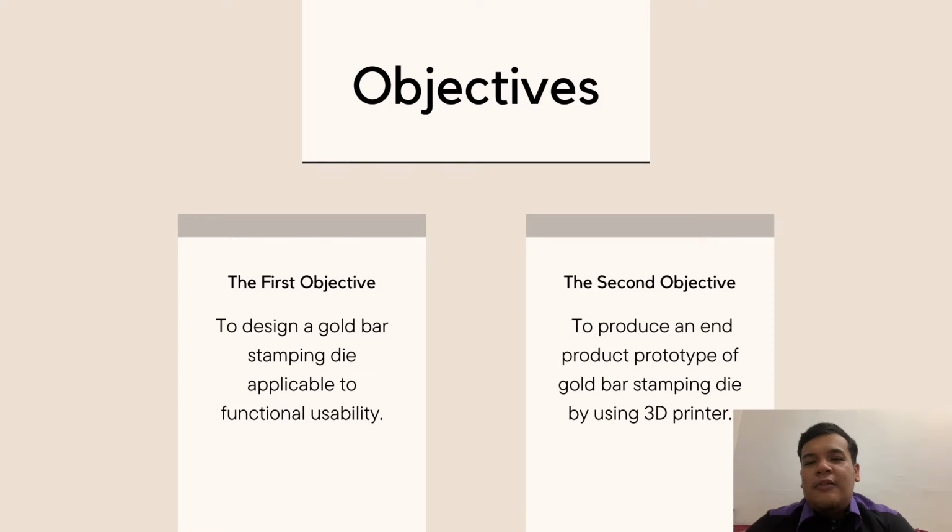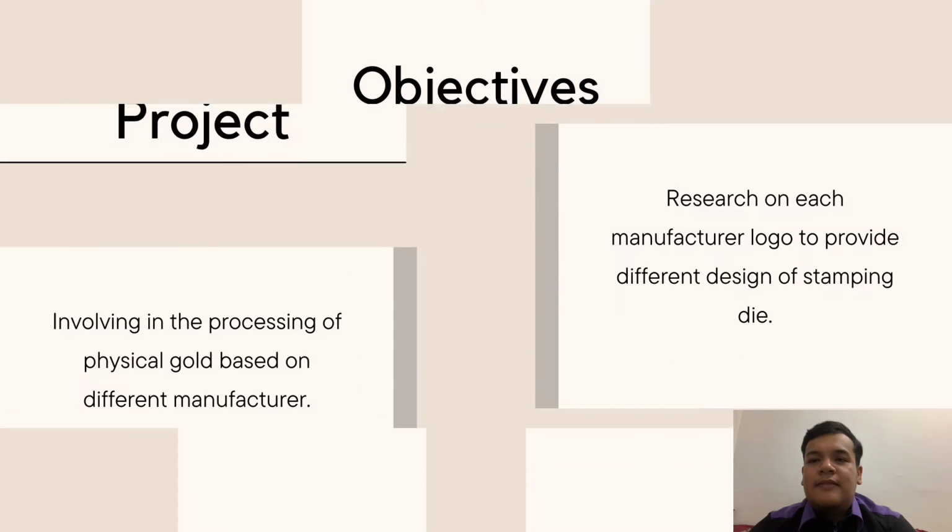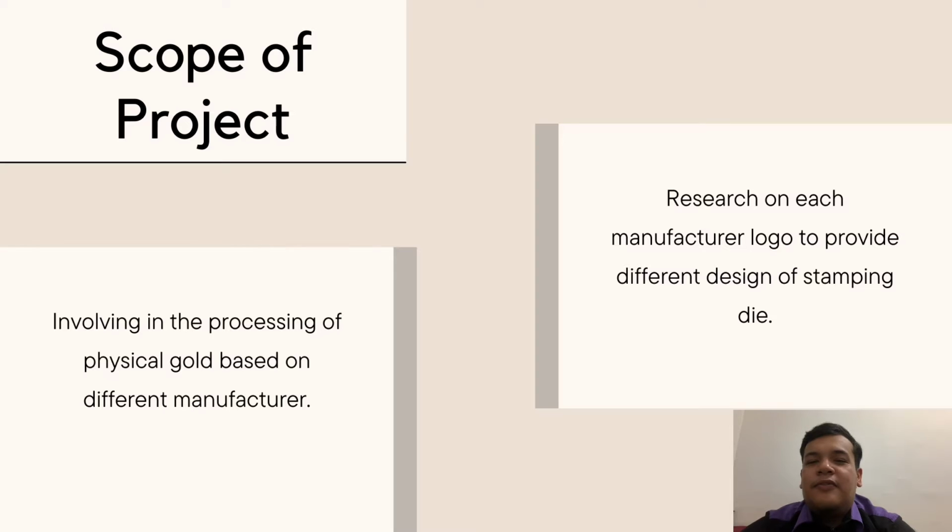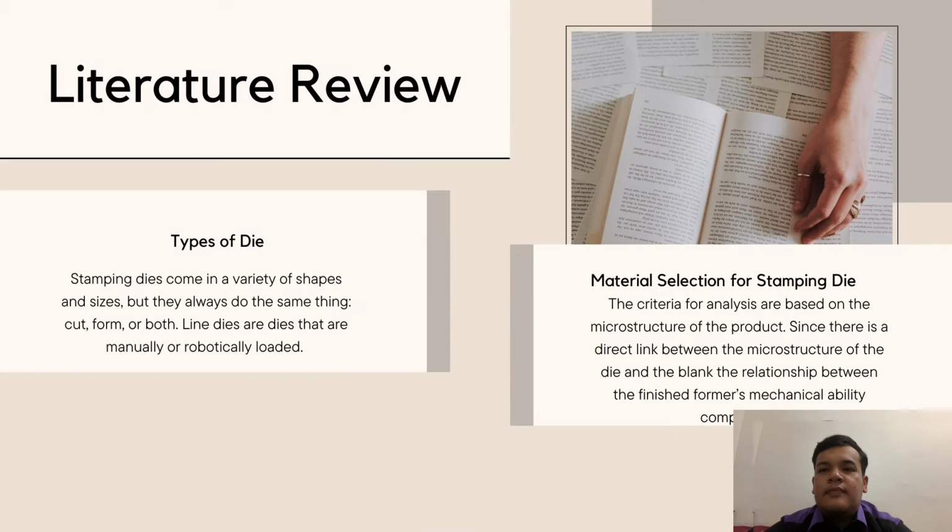Specifically, the objectives are as follows: to design a gold bar stamping die applicable to functional usability. Next, to produce an end product prototype of the gold bar stamping die by using a 3D printer. The scope of the project involves the processing of physical gold based on different manufacturers. Next, research on each manufacturer's logo to provide different designs of stamping die.